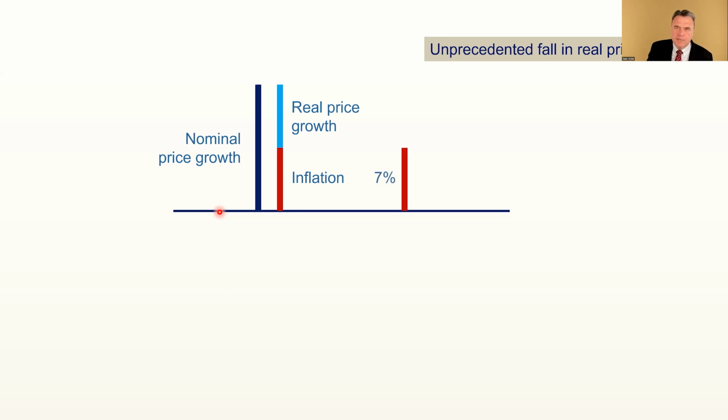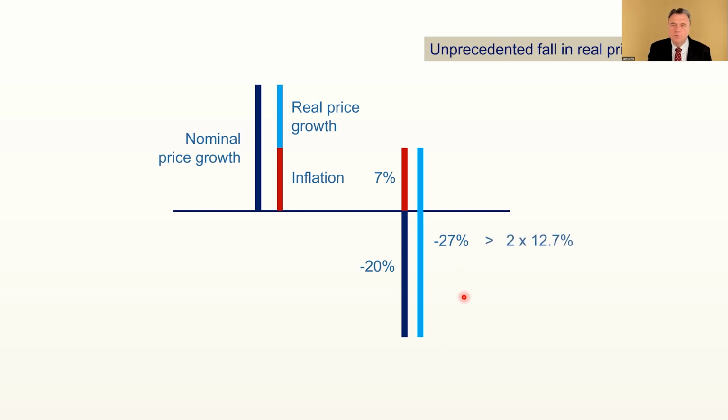Now, if we have inflation of 7%, which is what we're looking at over the next year, then if we have a fall in house prices of 20%, that means a real fall of 27%. So nominal price growth minus 20% minus inflation of 7% is real price growth. So a 20% fall over the next year in nominal terms, with no adjustment for inflation, is a 27% fall expected in real house prices. Now, that's absolutely unprecedented. That's more than twice what we've seen over the last 52 years. So it's really something quite extreme that's being proposed here. And we shouldn't expect that to happen.